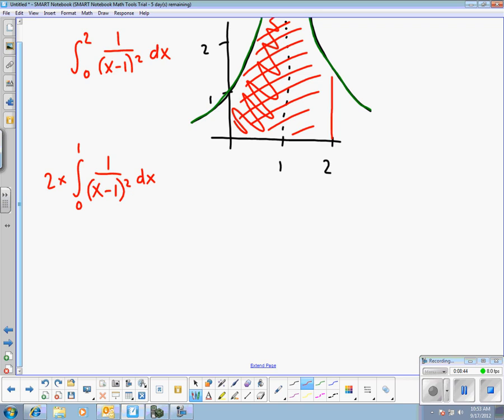Now 0 is fine. My function is defined at 0. I can plug it in. It's a real number. My function is not defined at 1. So what I'm going to have to do, again, is do a limit as b goes to 1 from 0 to b. Okay, and it's just, like I said, it's just to be politically correct.